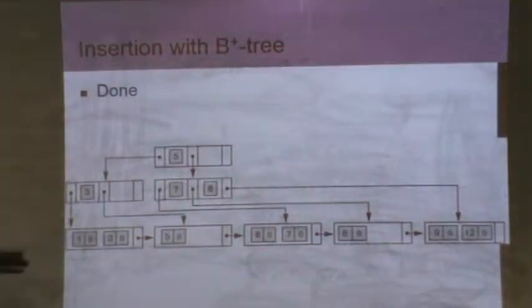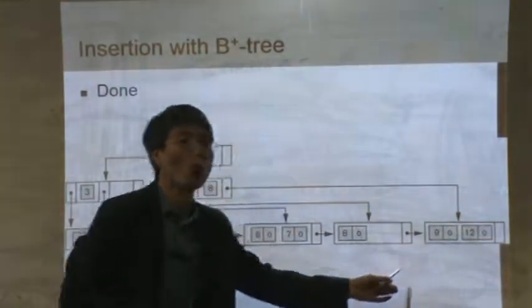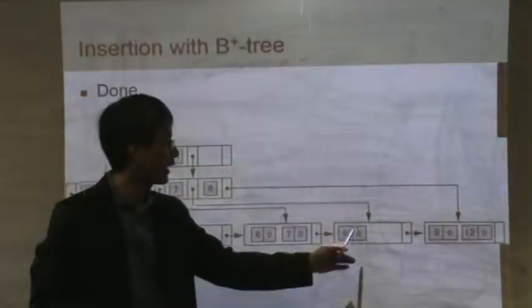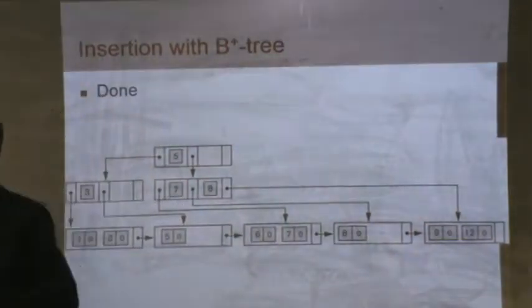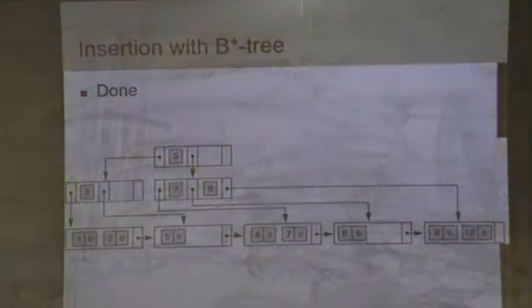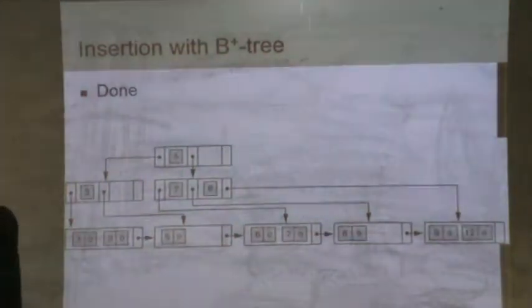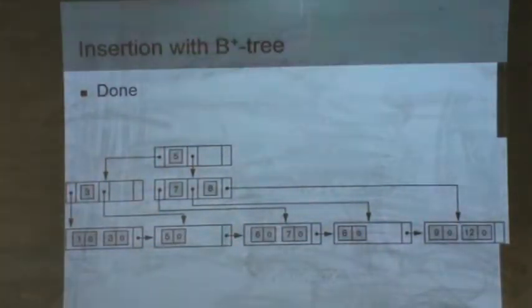So first, the leaf node has all the index key entries: 1, 3, 5, 6, 7, 8, 9, 12. Okay? And also, why don't you take a look at the node structure? Node structure, for example, the leaf node.